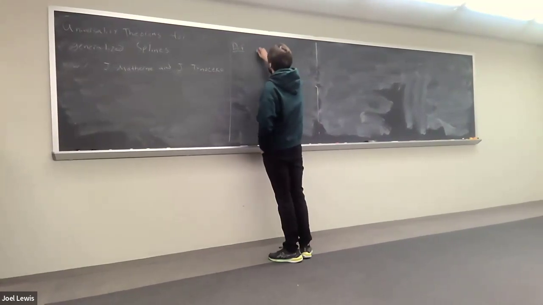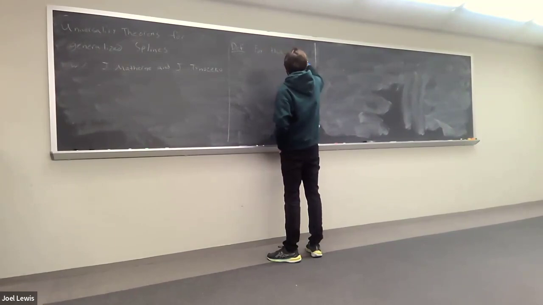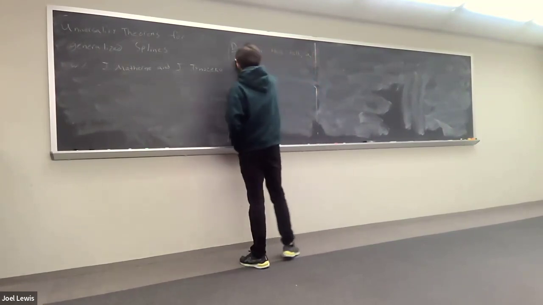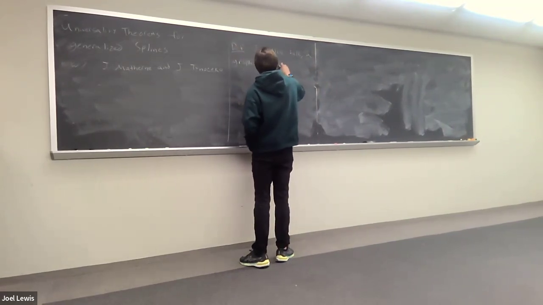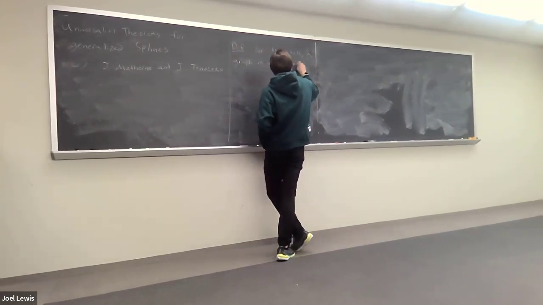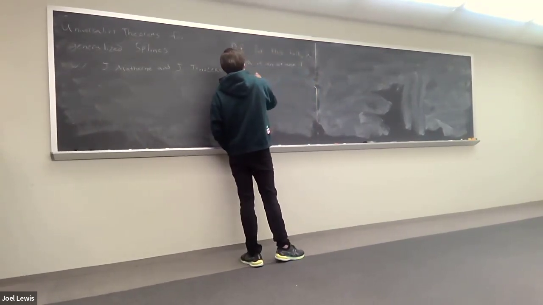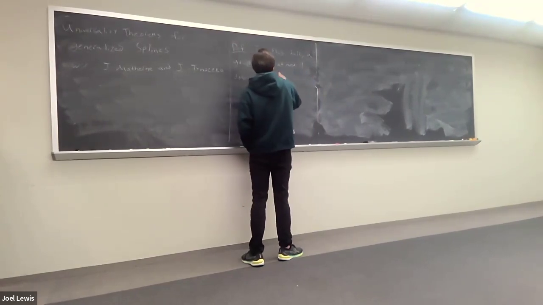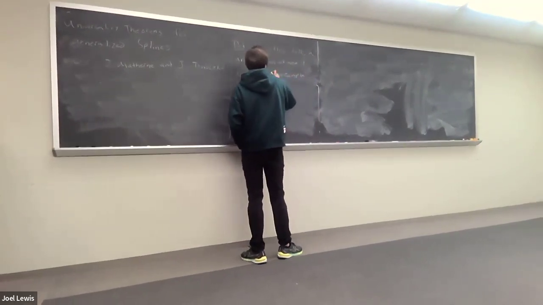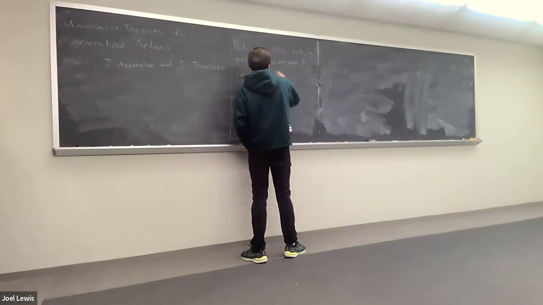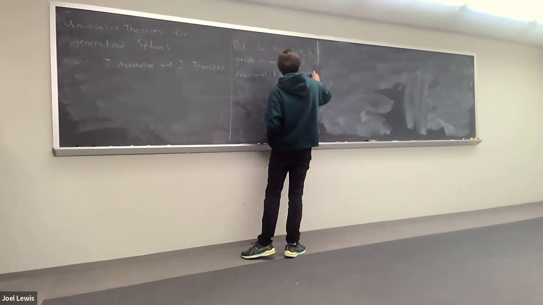So first of all, for this talk, a graph is an at most one-dimensional CW complex. I'd rather be very careful here and say finite CW complex.